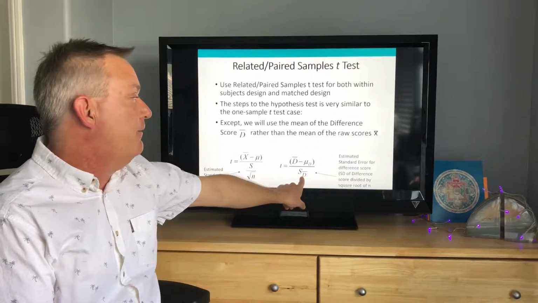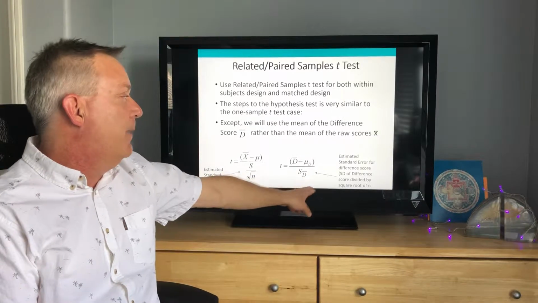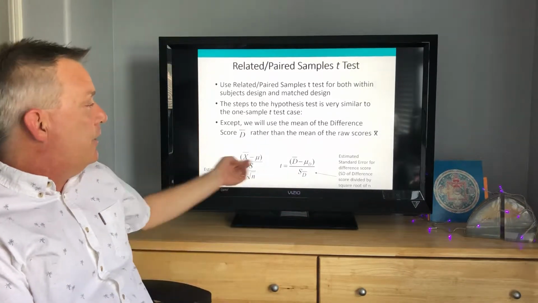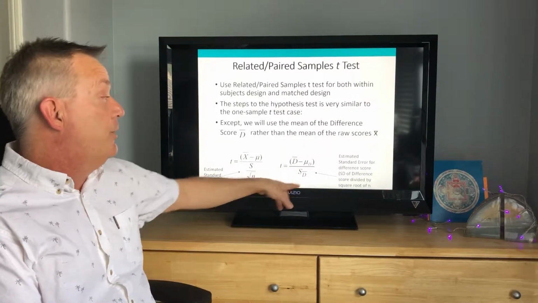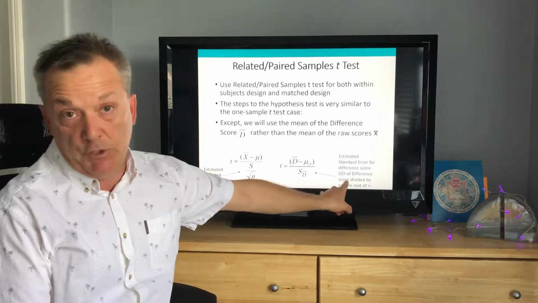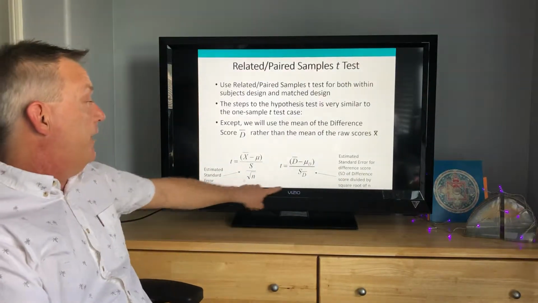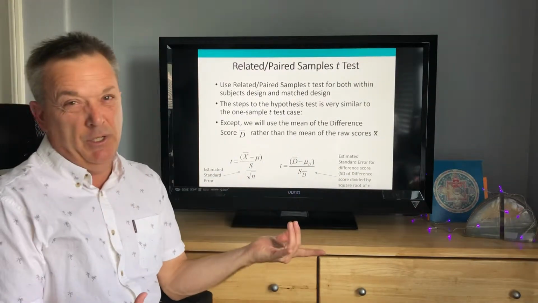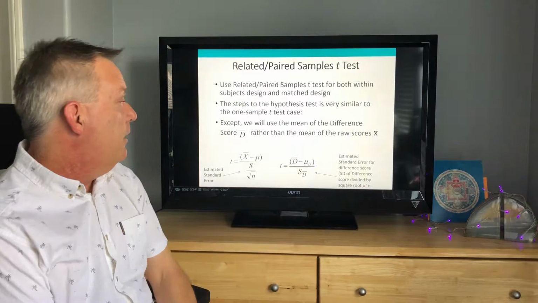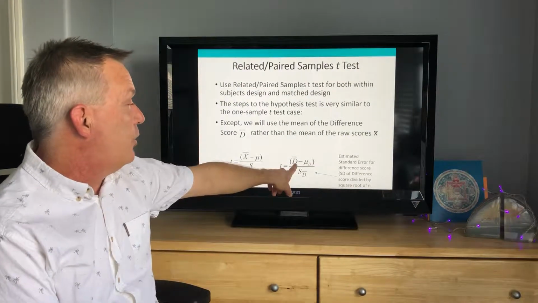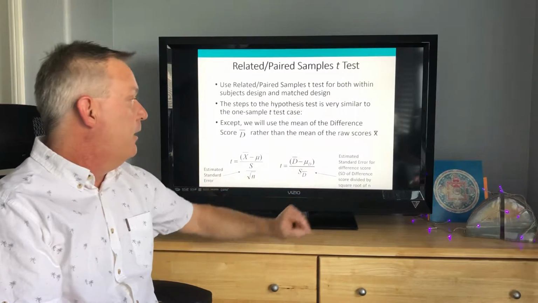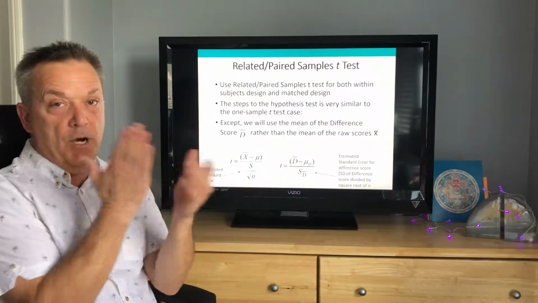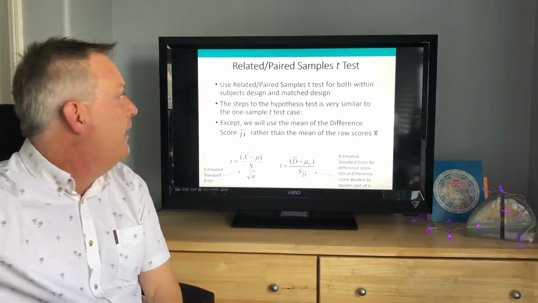And that's the standard deviation of the difference score divided by the square root of n. So instead of the standard deviation of the sample, you're going to use the standard deviation of the difference score divided by the square root of n. So they're basically very similar equations, right? But we're using the difference score, and we're going to be able to see if that gives us a positive t value, right?